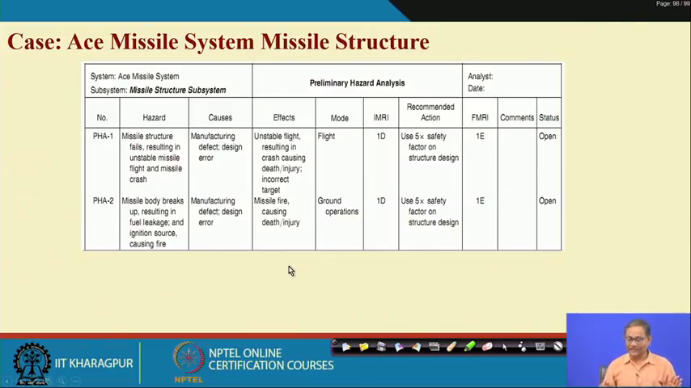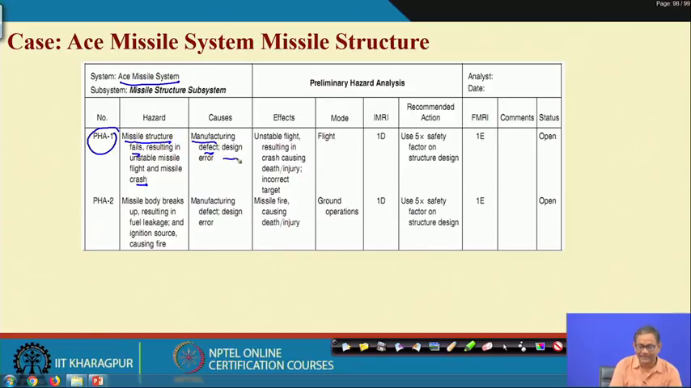Now, let us see the documentation part with an example. What is our example? The ACE missile system, PHA 1, which you have already seen: the missile structure fails, resulting in unstable mission flight and missile crash. The causes are manufacturing defect and design error. The effect is unstable flight resulting in a crash. This is the hazard, its effects and initiating mechanism. This is the total hazard list. This is the first hazard, and this is the hazard triangle. Then, which mode? It is the flight mode.